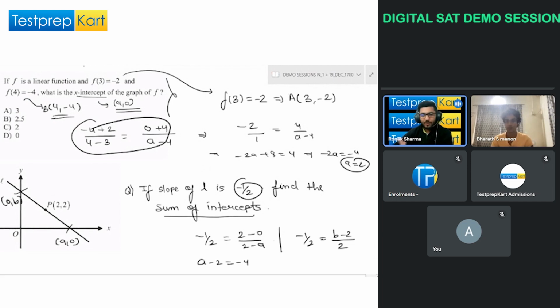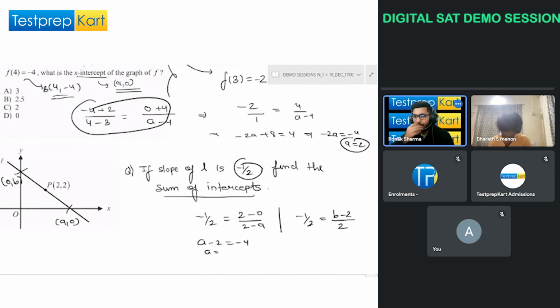I hope you're comfortable with this. I've directly written that. So a will be, just a second. I think we have written it incorrectly. It will be plus 4, not minus 4 here, because it is 2 and 2. So this will be a equal to 6. Similarly, here 2 and 2 cancel out. So b is minus 1 plus 2. So b is 1. So a plus b is 7. Got it?